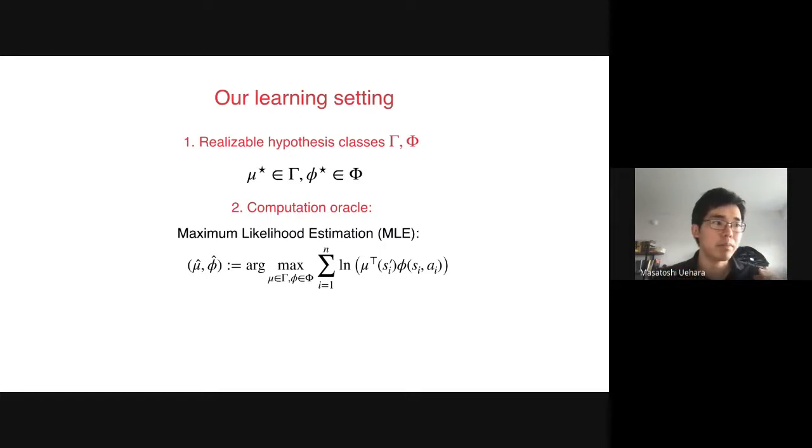This oracle is a maximum likelihood estimation oracle. So here, given data, we are just performing MLE. And of course, it can be non-convex, but this is not a crazy oracle, right? For example, in tabular MDPs, where features are known, it is a counting estimator. And when we use neural networks for mu and phi, we can still run SGD, and I think the optimization is feasible. So in that sense, this oracle is not a crazy oracle.